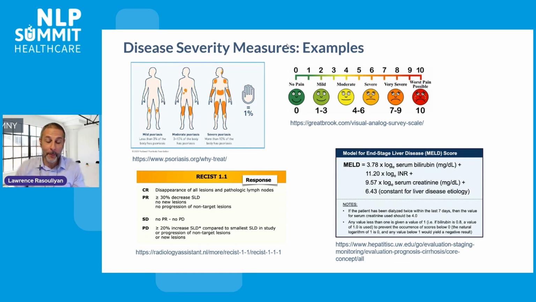Going from there, on the opposite end of the spectrum, if we go to the bottom right here, we have something called the MELD score. That's where you see this formula. And that's a tool for measuring severity of liver disease. And you can see it's pretty complicated, right?